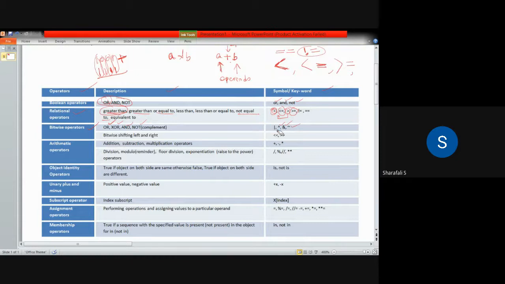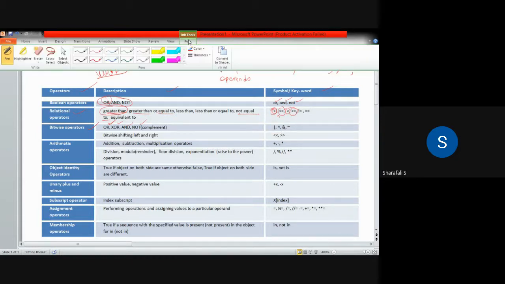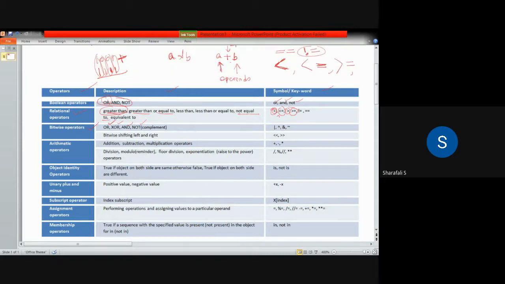Also, we have some additional bitwise operations, for example, move left or move right, shifting the bits to the left or right. For that, we can use these two operators. This is for bitwise right, and this is for bitwise left. So the bits will be shifted.